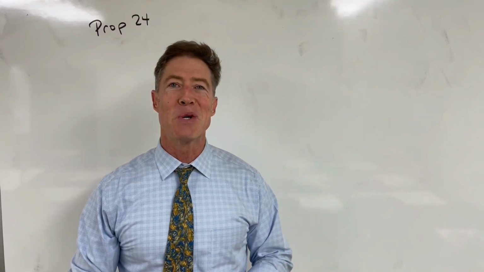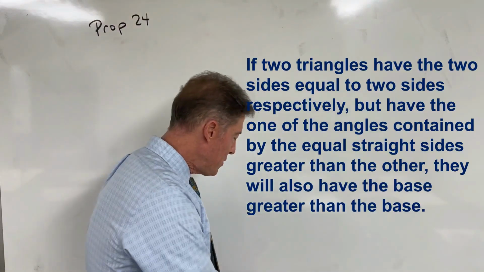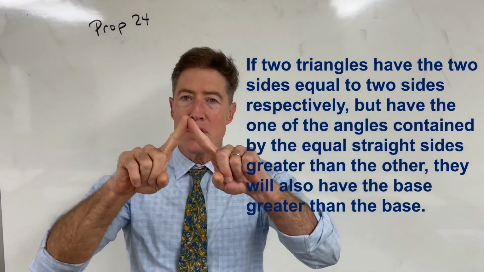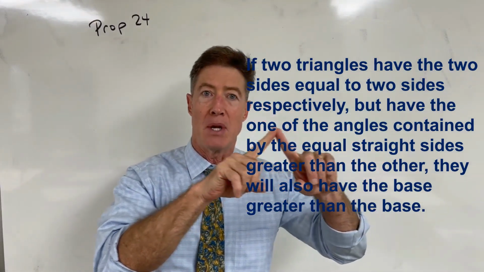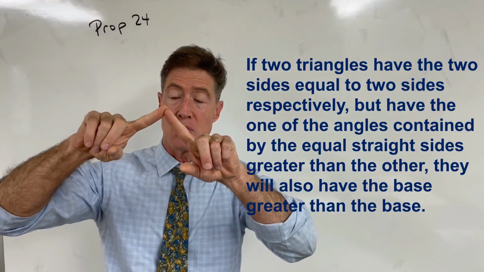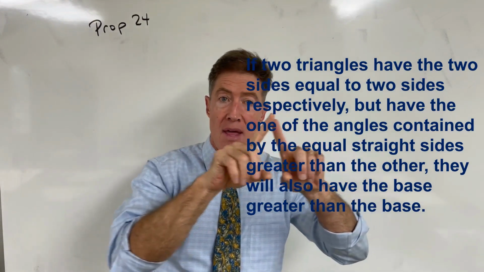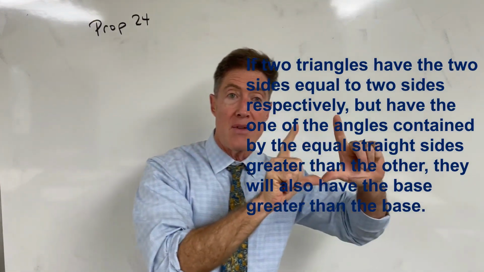Euclid's Elements, Book 1, Prop 24. If two triangles have two sides equal to two sides respectively, but one of the angles contained by the equal sides be greater than the other, then the base will be greater than the base.